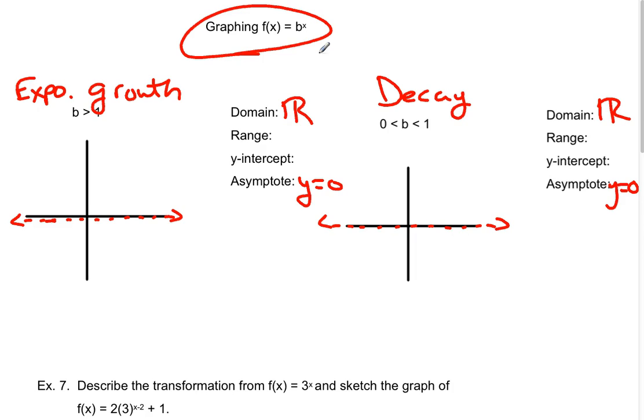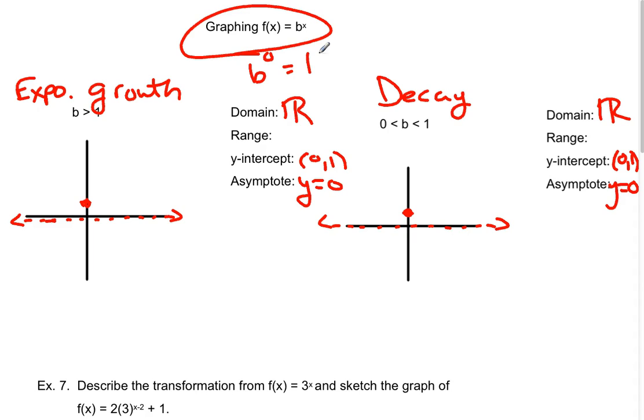The y-intercept on both of them, we can simply find by plugging in 0 for x. So if we plug in 0 for x, we're going to have b to the 0, and anything to the 0 is 1. So our y-intercept on both of these is (0, 1), and I'm just going to put a dot there at (0, 1) on both of them.